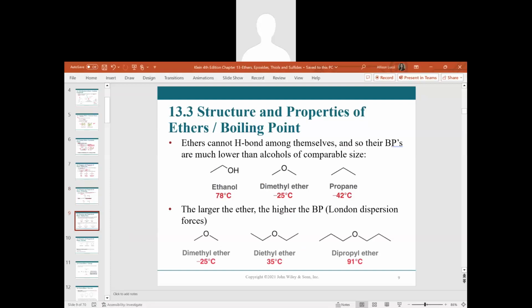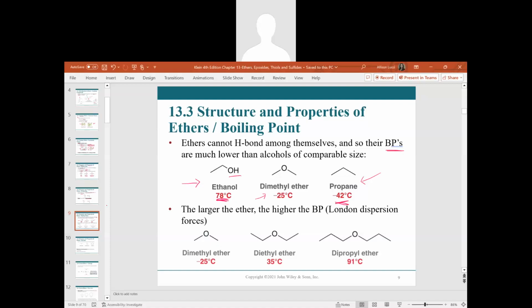Another property that we can discuss is that of boiling point of ethers. And since we know that they cannot hydrogen bond among themselves, their boiling points will be much lower than that of alcohols of similar size. So we can see in this comparison here that ethanol has our highest boiling point because of that hydrogen bonding capability. Then we see that the polar compound in the middle here, dimethyl ether, has a much lower boiling point of -25 Celsius. And we can see on the right-hand side here that a similar hydrocarbon like propane would have the lowest out of the three because it only has those London dispersion forces.